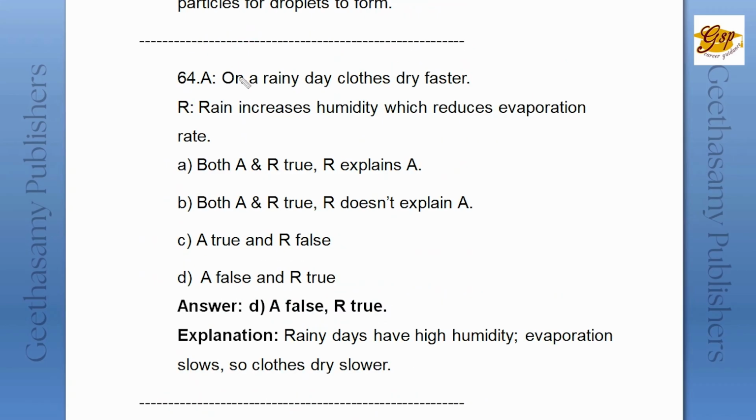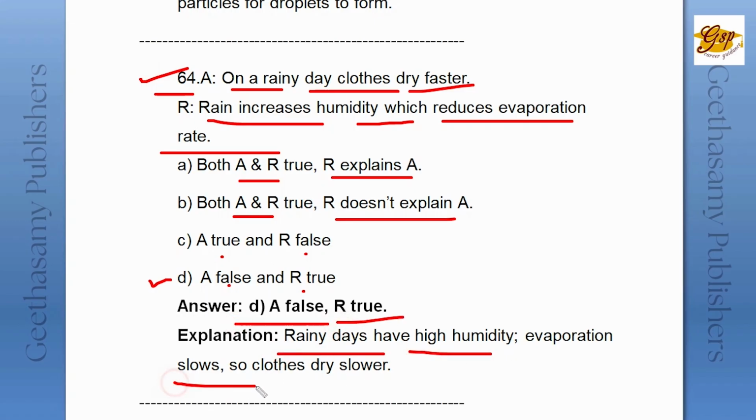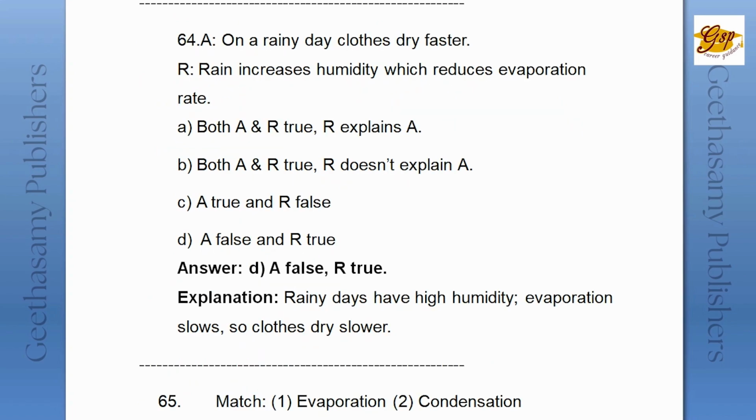64th question. Assertion: on a rainy day, clothes dry faster. Reason: rain increases humidity, which reduces the evaporation rate. Options: both A and R are true and R explains A; both true but R does not explain A; A true and R false; A false and R true. The correct answer is that the assertion is wrong, so A false and R true. On rainy days there is heavy humidity, evaporation slows down, and clothes dry very slowly.